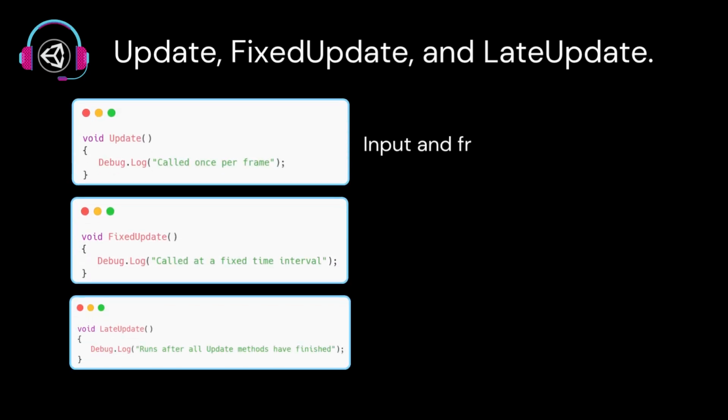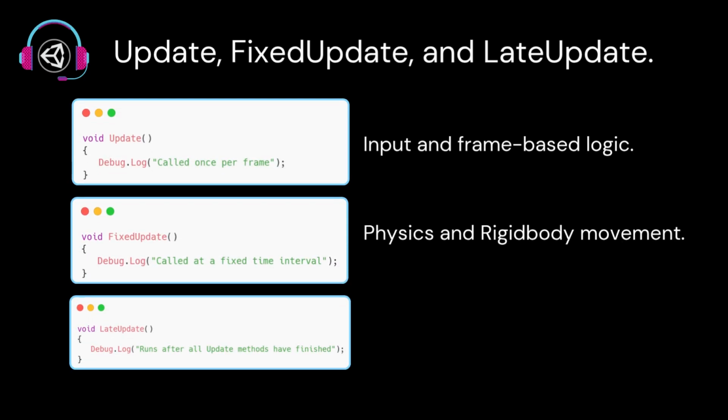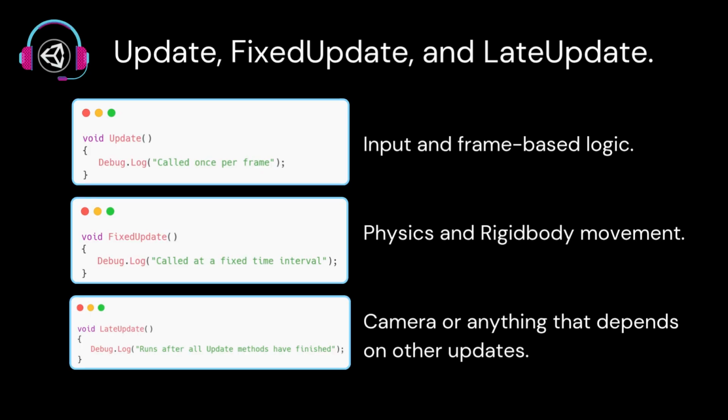Use Update for input and frame-based logic. Use FixedUpdate for physics and Rigidbody movement. Use LateUpdate for camera adjustments or anything that depends on other updates. Mastering when to use each one gives you full control over how your game feels and performs, making your gameplay smooth, stable and professional. Let's move to the next question.